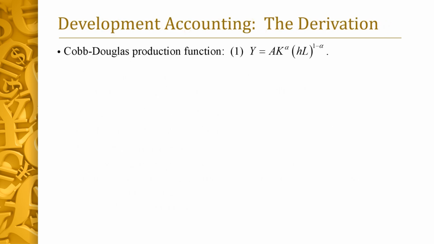With those caveats, we begin with the Cobb-Douglas production function, which we write here as equation 1. It states that output Y is the product of total factor productivity A, physical capital K to the power alpha, and effective labor HL to the power 1 minus alpha. We now introduce a useful mathematical rule, equation 2, which states that x to the power A times z to the power B, all raised to the power C, equals x to the AC times z to the BC.